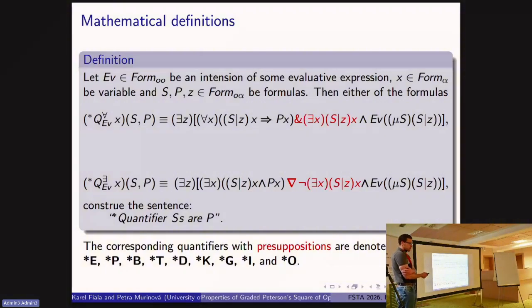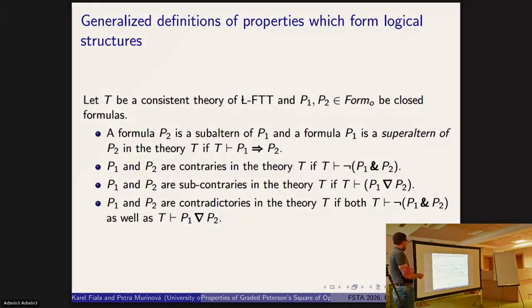Sometimes we need to work with quantifiers with presuppositions, so we need to slightly modify the definition in that way, with existential import. We then put in concrete evaluative expressions and obtain similar quantifiers, again denoted by capital letters, but now to emphasize the presupposition, we use a different notation. For these quantifiers, we can study the properties of subaltern, contraries, and subcontraries.